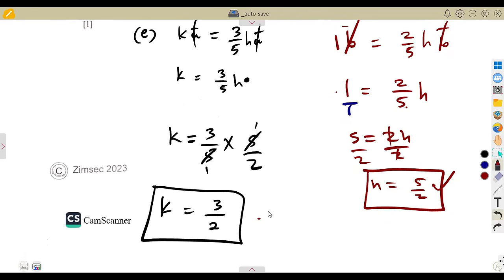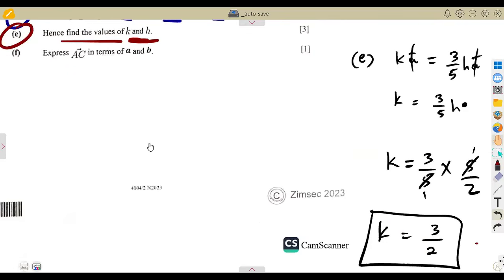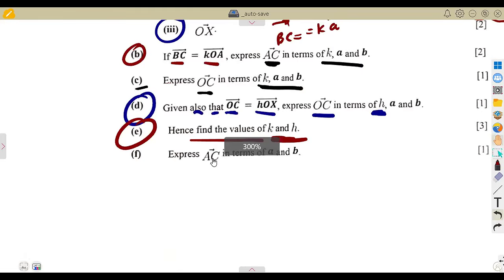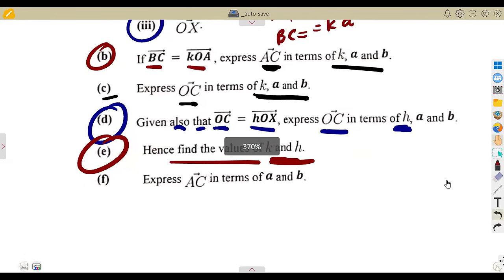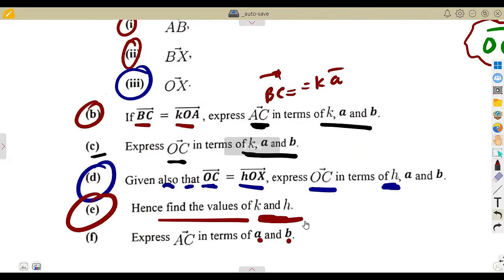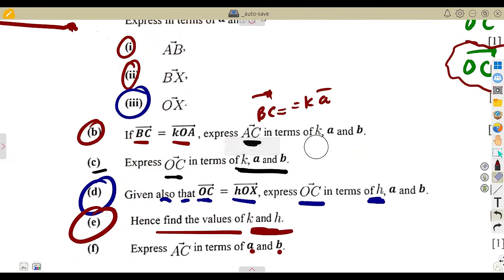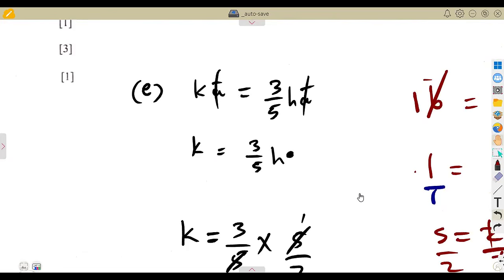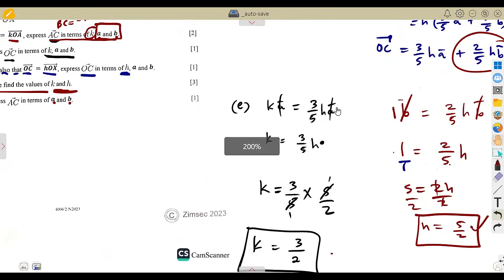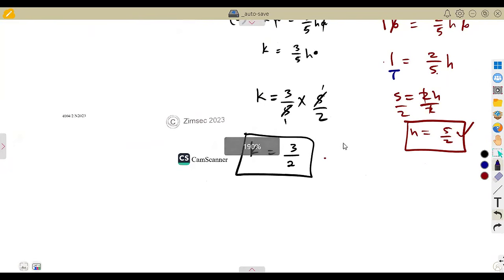So this is the value of H and the value of K, which satisfies the given condition. And from this, express AC in terms of A and B. We have AC before that we calculated. Remember here, we calculated AC before. It was in terms of K, A, and B. So they want you to remove K, and you remain with A and B. But you do not just remove the K. You must substitute where there is a K with its equivalent value.